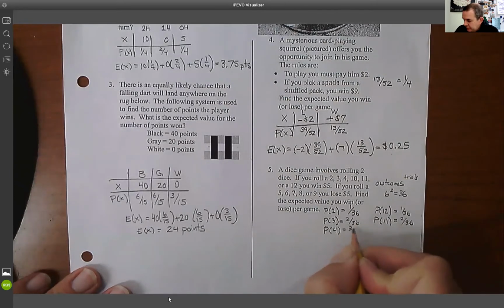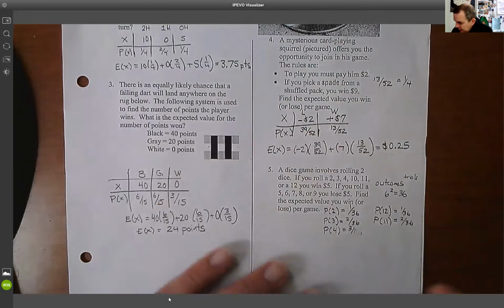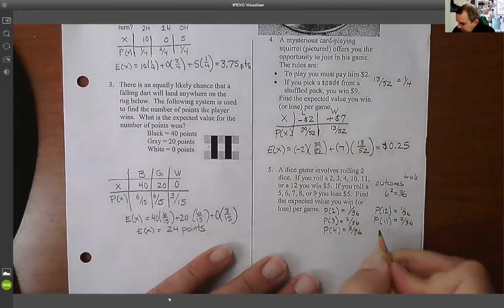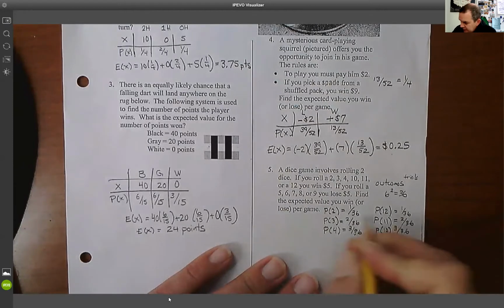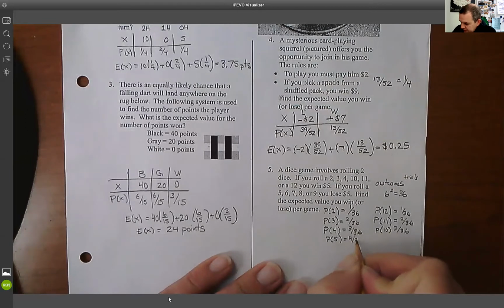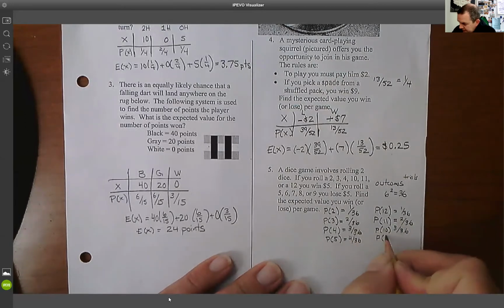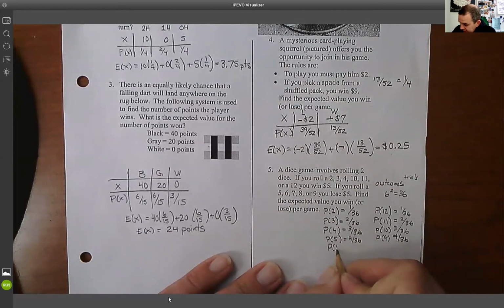So the probability of getting a 4 is 3 out of 36. The probability of getting a 10 is 3 out of 36. The probability of getting a 5 is 4 out of 36. The probability of getting a 9 is 4 out of 36. The probability of getting a 6 is 5 out of 36.